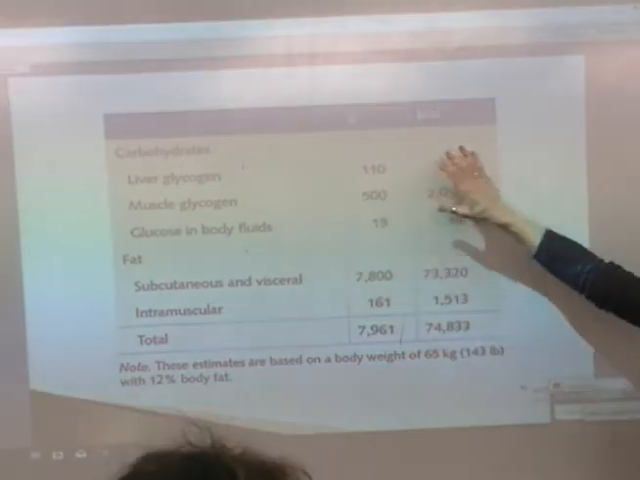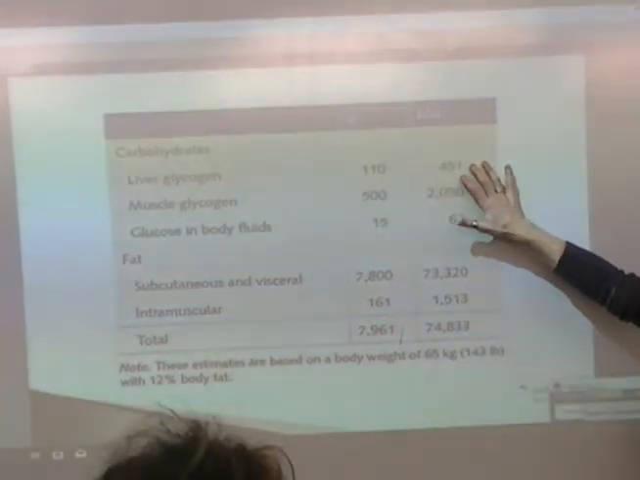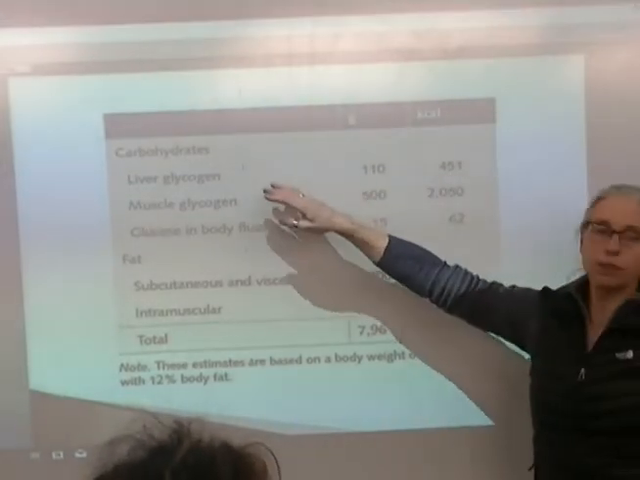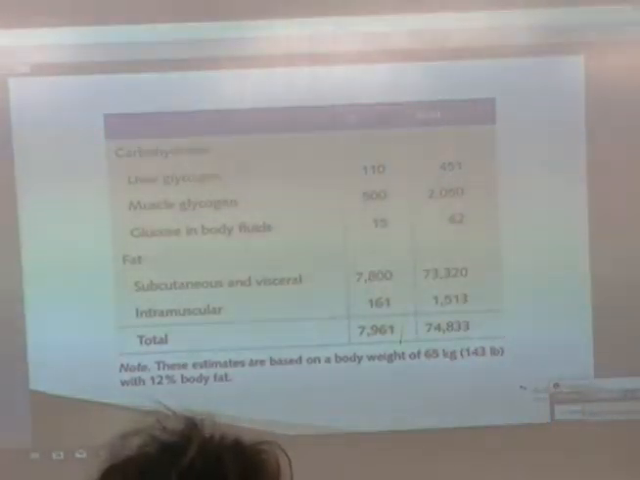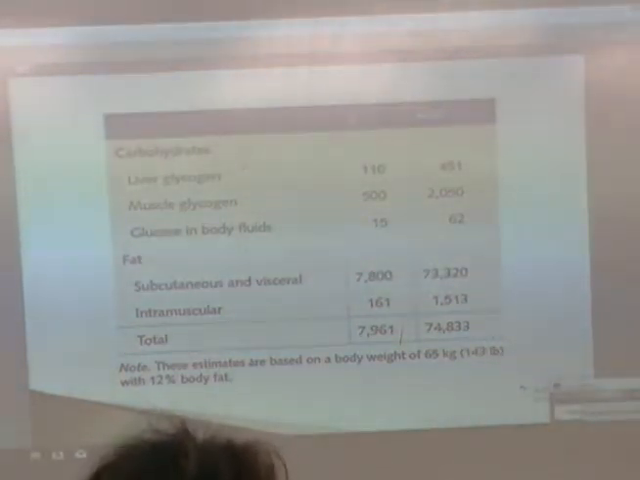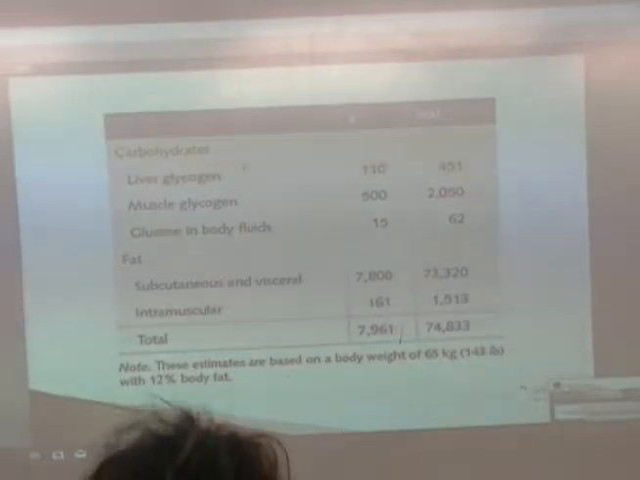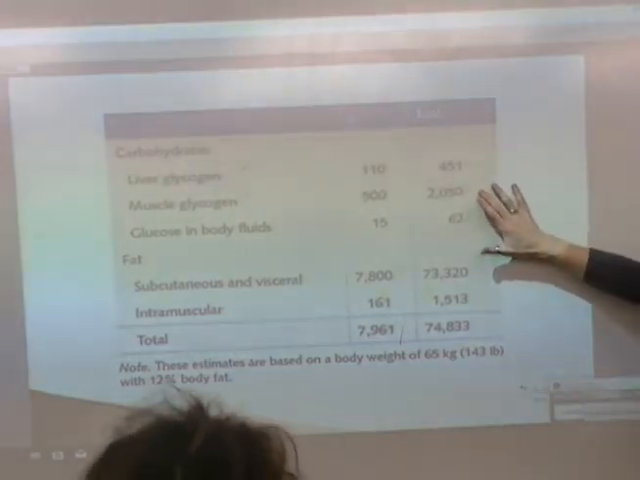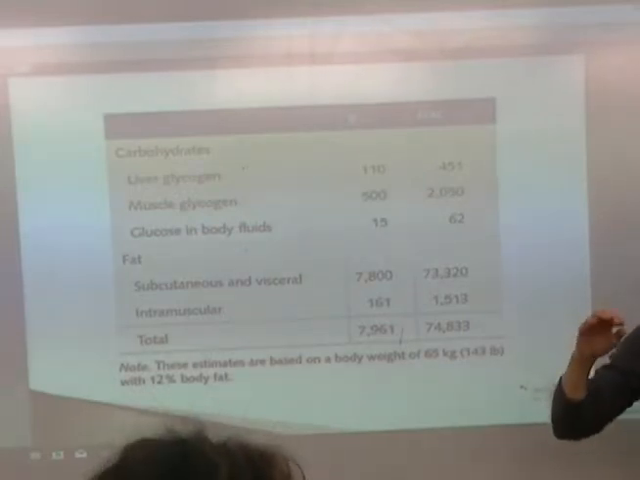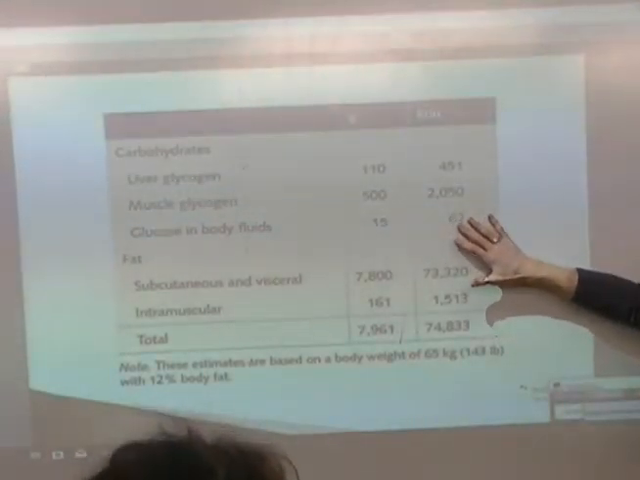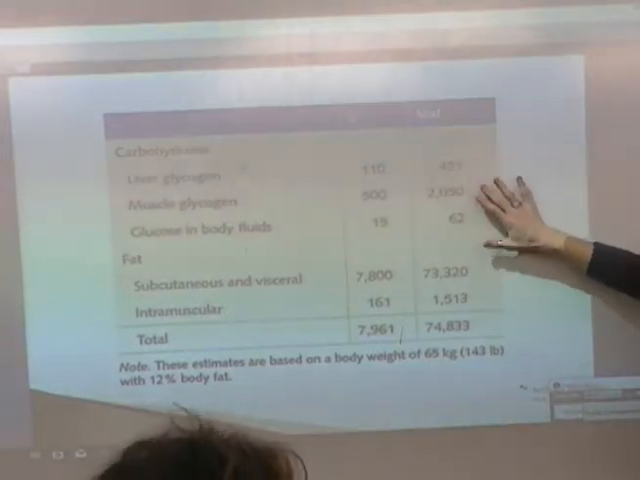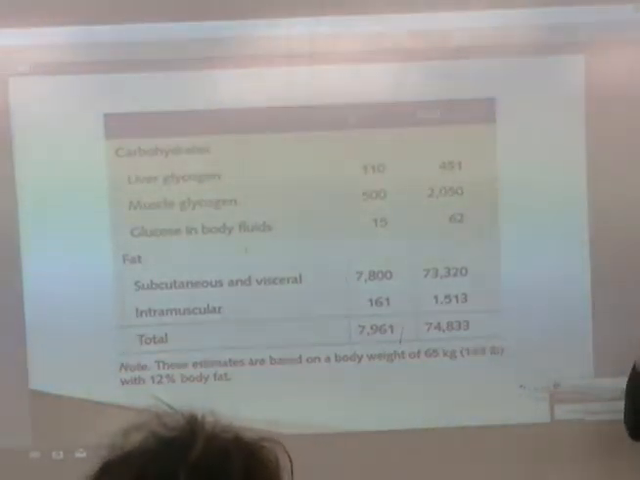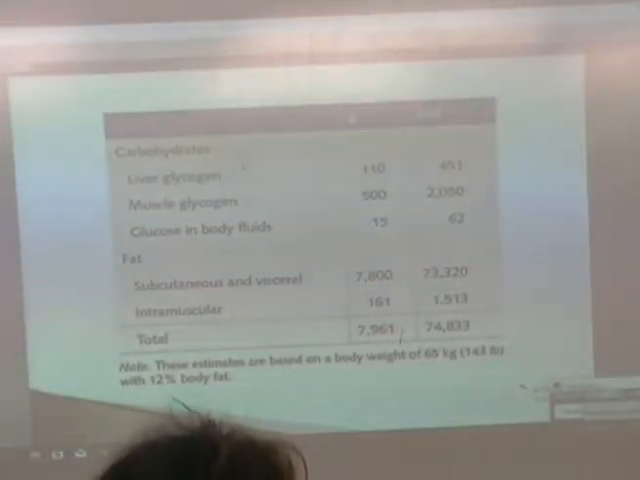So carbs, we have about 450 calories of carbohydrates stored as glycogen in the liver. And the numbers are average. Obviously, a great big guy with a bigger liver is going to store more than a little tiny girl with a small liver. Muscle glycogen, somewhere around 2,000 calories. And then glucose in the bloodstream is only around 50 to 60 calories. So overall, we've got somewhere around 2,500 calories worth of carbohydrate stored at rest, if I've eaten properly and I've slept properly and I haven't just done a really heavy training session.